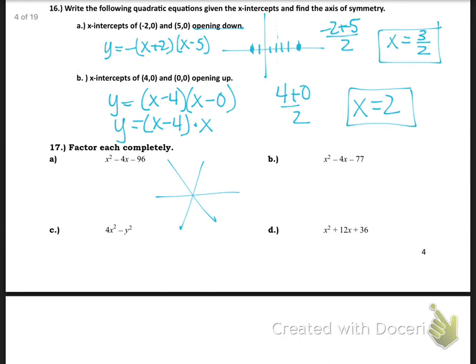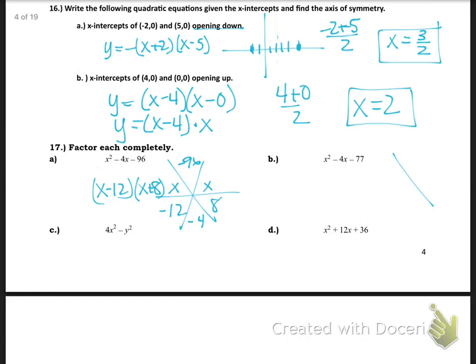Okay, so my a times c is negative 96. Negative 4, x and x. So negative 12 and 8. And this one we're not actually solving, we're just factoring. So x minus 12, x plus 8.